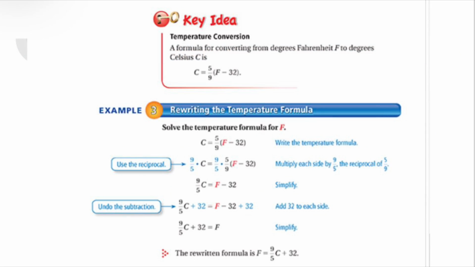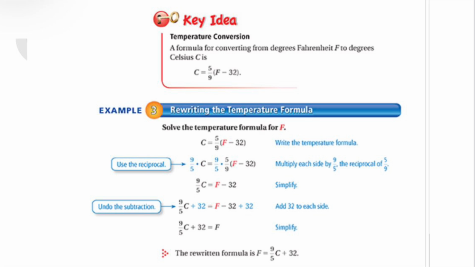A formula for converting from degrees Fahrenheit F to degrees Celsius C is Celsius equals 5/9 times parentheses Fahrenheit minus 32, closing parentheses. Example 3, rewriting the temperature formula. Solve the temperature formula for Fahrenheit. So first, you have to write out the temperature formula: C equals 5/9 times parentheses F minus 32.